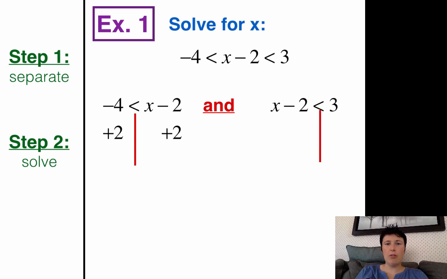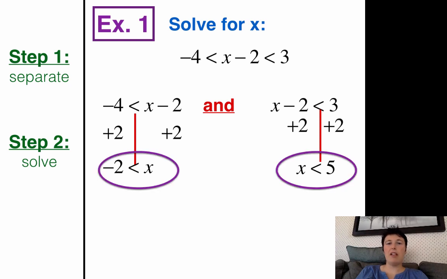We're going to add that 2 over. Get -4 plus 2 is -2. We're going to add the 2 over on the other one. 3 plus 2 is 5. And we've got two solutions now. We have -2 is less than x and x is less than 5.